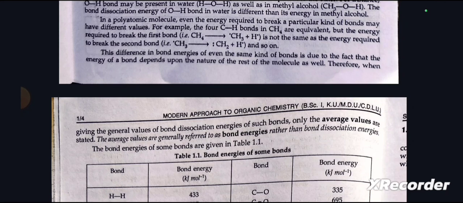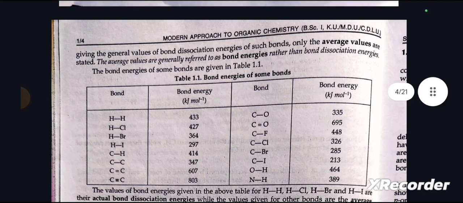In a polyatomic molecule, even the energy required to break a particular kind of bond may have different values. For example, the 4 C-H bonds in CH4 are equivalent, but the energy required to break the first bond, CH4 gives CH3 plus H, is not the same as the energy required to break the second bond, CH3 gives CH2 plus H, and so on. This difference in bond energies of even the same kind of bonds is due to the fact that the energy of a bond depends upon the nature of the rest of the molecule as well. Therefore, when giving the general values of bond dissociation energy of such bonds, only the average values are stated. The average values are generally referred to as bond energy rather than bond dissociation energy.